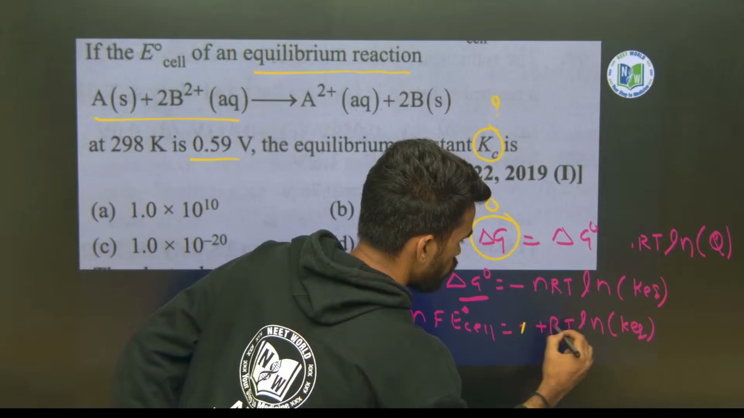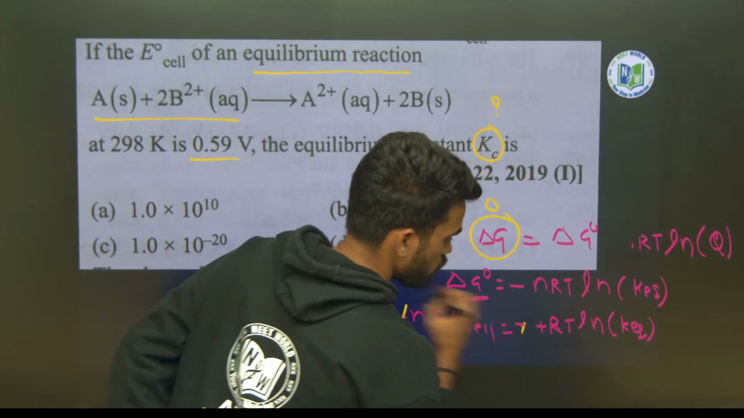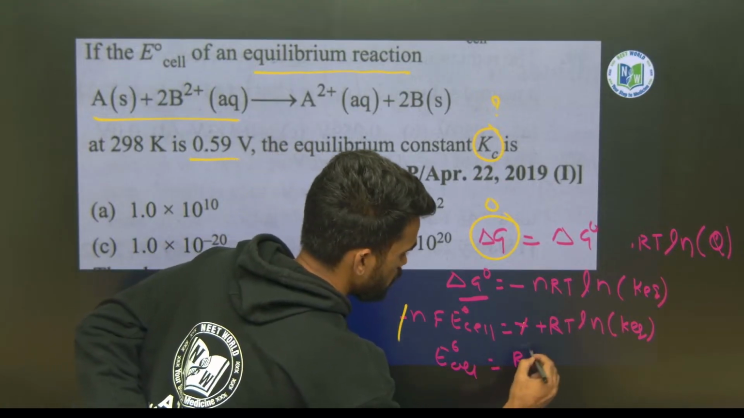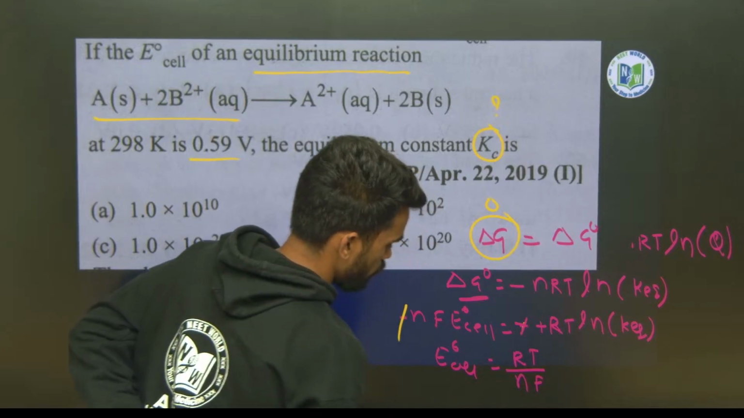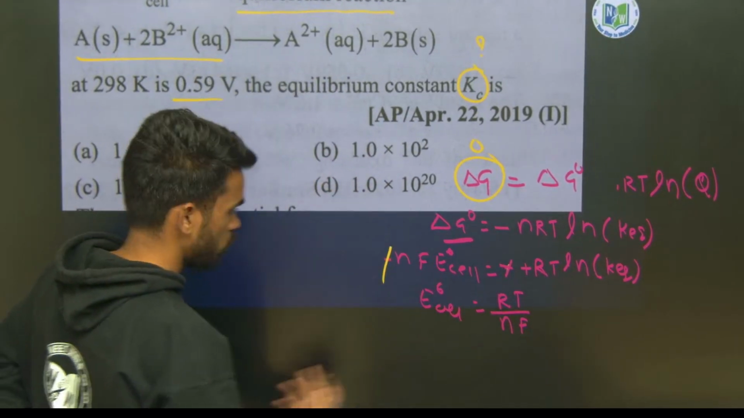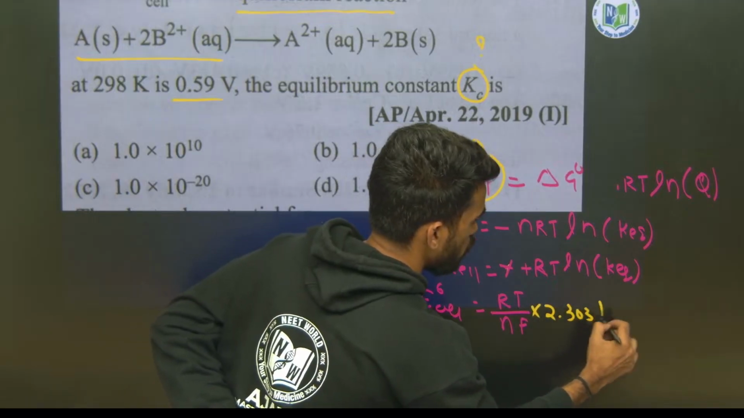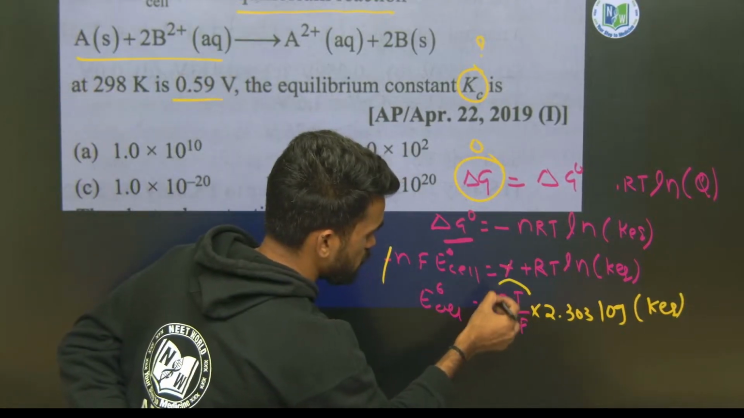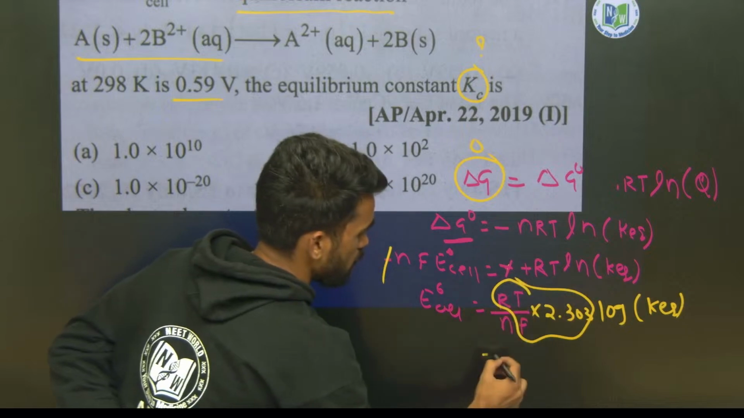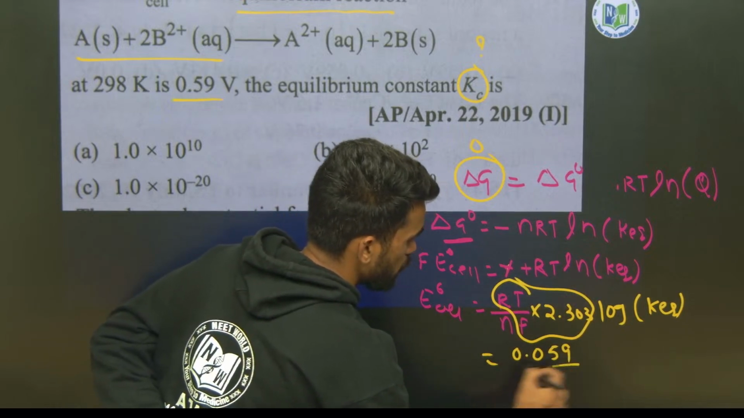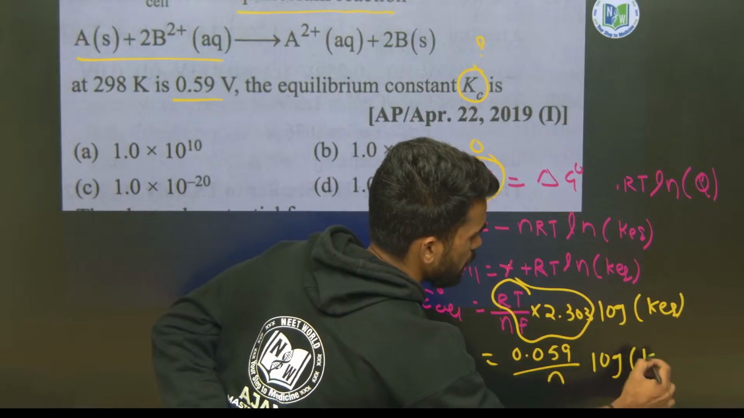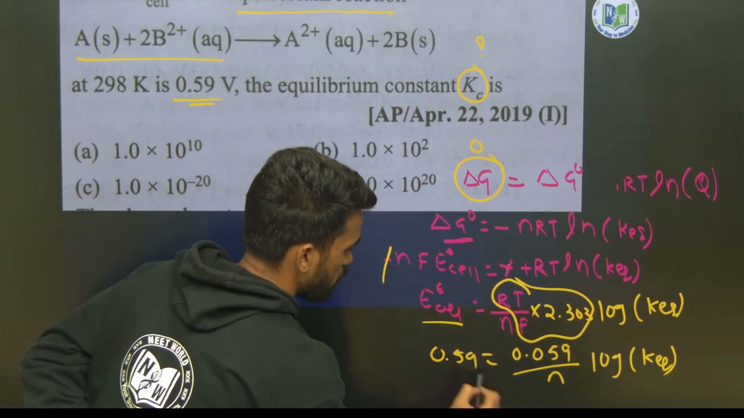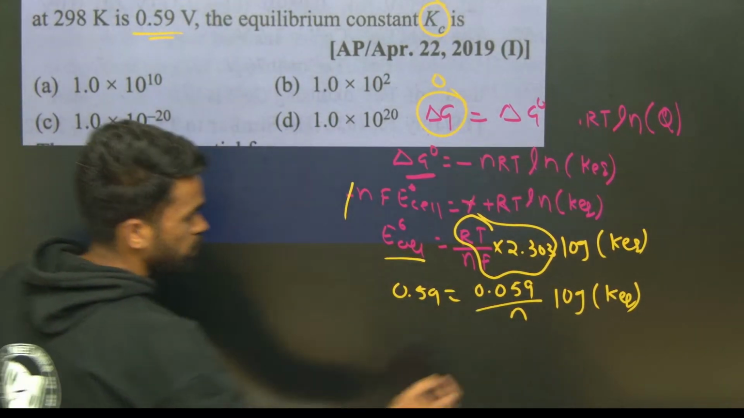So that you are going to get a positive sign here. So here E naught cell equals RT by nF into 2.303 log K equilibrium. Now at 298 Kelvin, I can write these values RT by nF as 0.059 by n. This is log K equilibrium, which is equal to E naught cell. E naught cell value is mentioned as 0.59. So from these we require this K equilibrium.